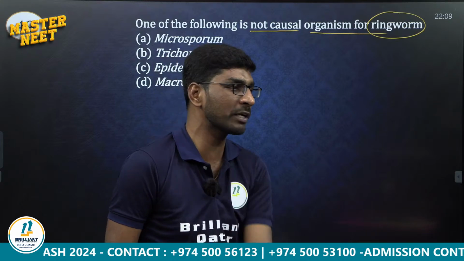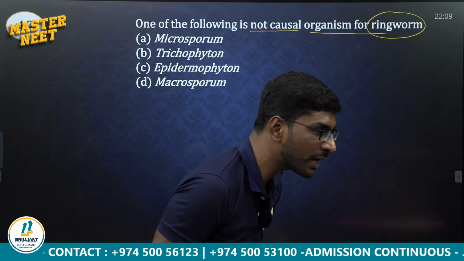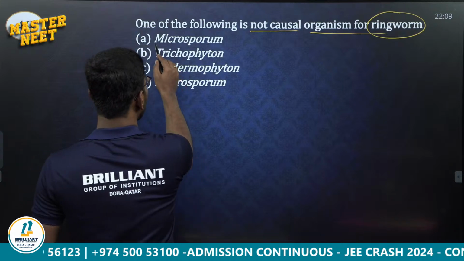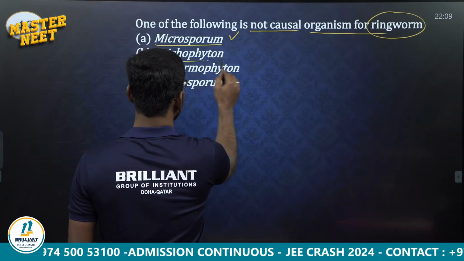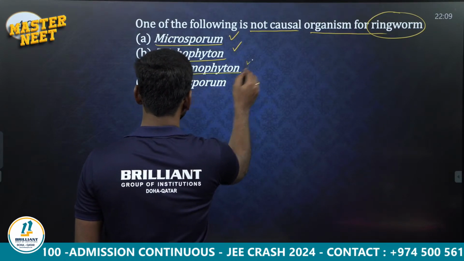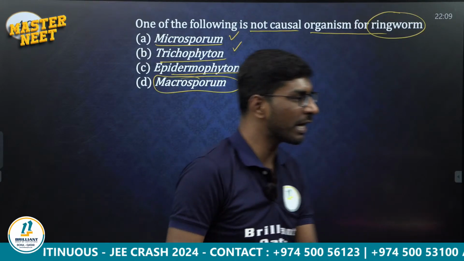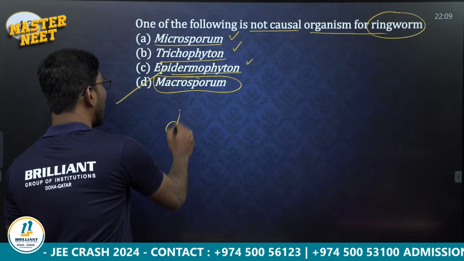49th question. Last only one question left, beta. That is from sexual reproduction in flowering plants. You are already getting the answer. What's the right answer? Right, very good. So Microsporum, yes. Trichophyton, yes. Epidermophyton, yes. Macrosporum, where did this Macrosporum come from, right? So the right answer is Option D. Very good.